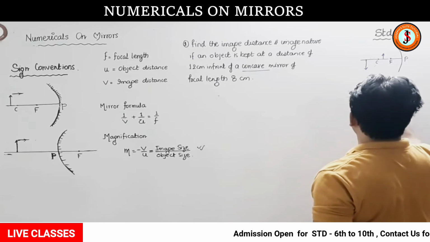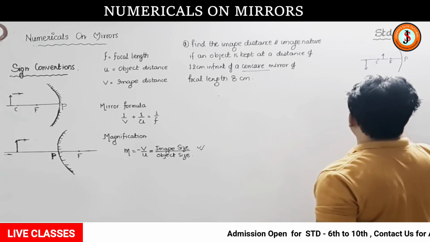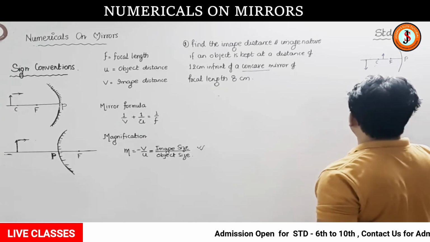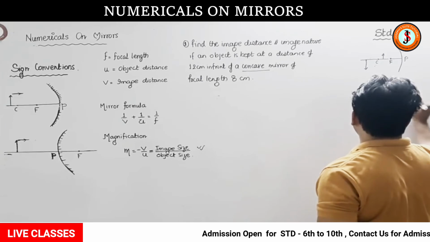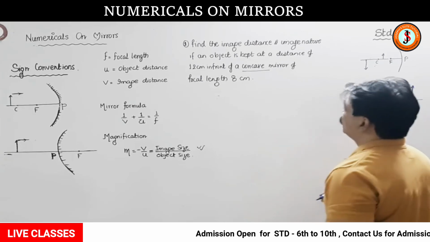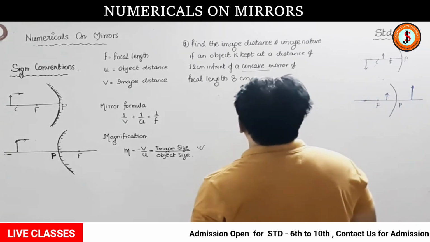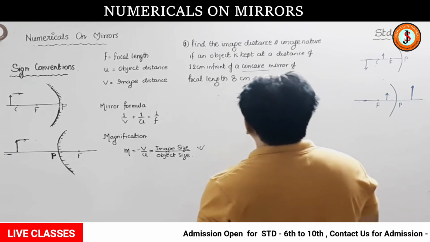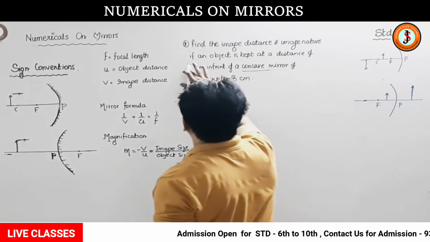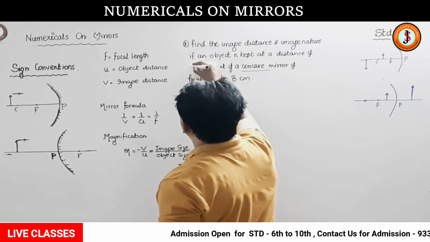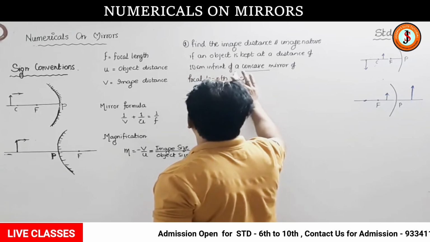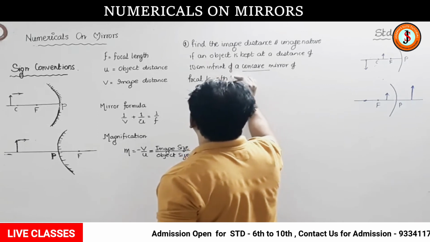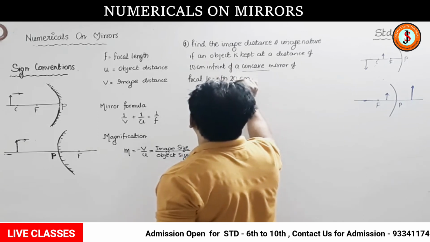There was a figure like this, I remember. The object was between F and P and the image was on this side. So I take this question into numerical form: find out the image distance and nature. If the object is kept at a distance of, I just change it to 10 centimeter, and say for example the focal length to be 20 centimeter, and we move on.